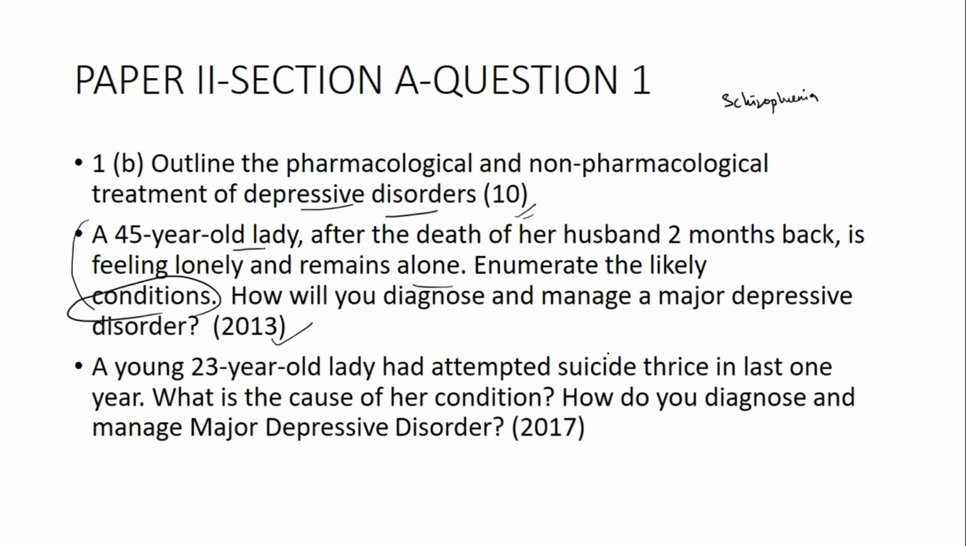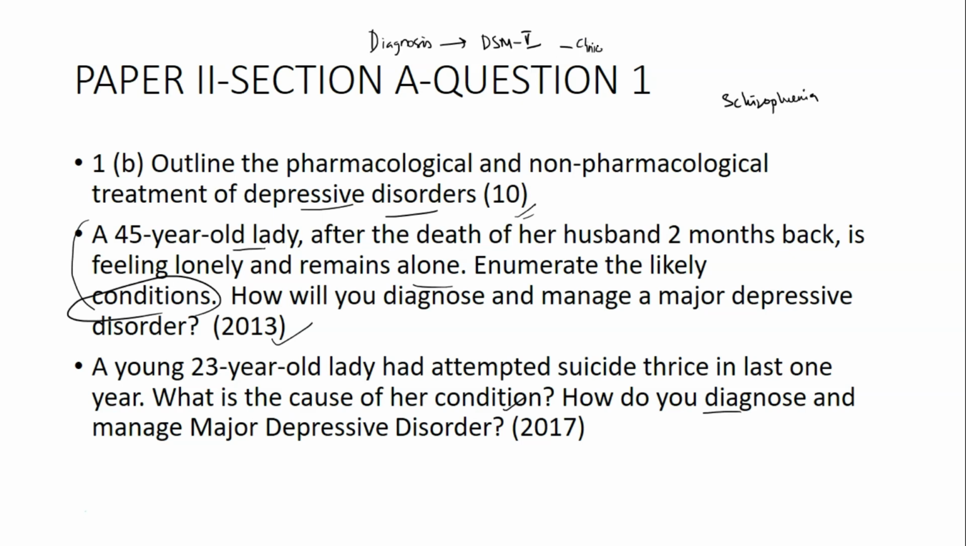A young 23-year-old lady has attempted suicide thrice in the last 1 year. Suicidal tendency. What is the cause? You have to write the causes for suicidal tendency first, then give a provisional diagnosis such as post-traumatic stress disorder or severe depressive disorder. How do you diagnose? Please remember, in psychiatry diagnosis we use DSM-5 criteria, because in psychiatry there's no test per se. We won't be using neurotransmitter assays, electrodiagnostic techniques or EEG for diagnosis of psychiatric disorders. Psychiatric disorders are clinical diagnoses.